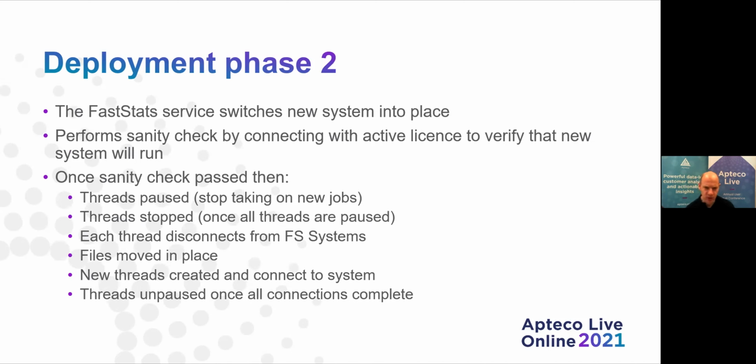So phase 2, we've made some changes to. This is where the service switches the new system into place. And we had this situation where when you're performing a build, if you created a build with a different license in the build compared to the service, there was a possibility that you created a system which wasn't valid for your license. And so we would deploy it, the service would switch it into place, and then when it tried to connect to it, it wouldn't be allowed to connect because it didn't have an active license.